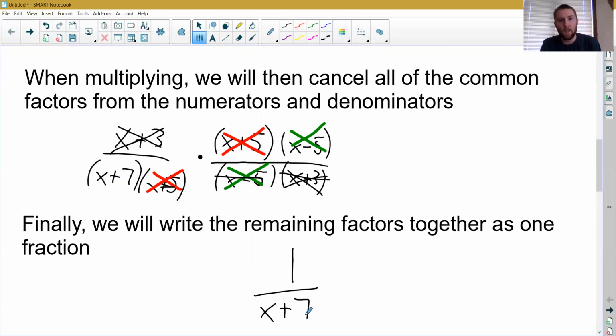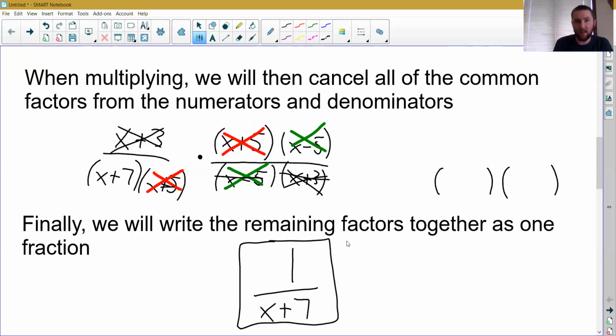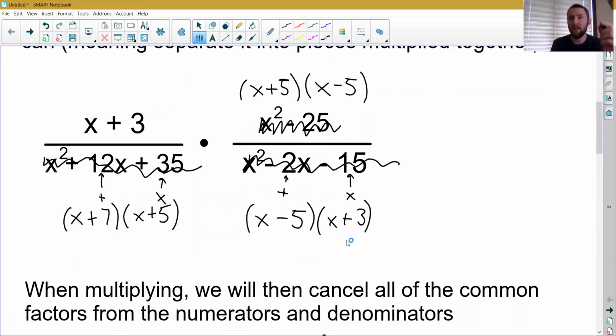Okay? Now, if there were multiple pieces left over, you can leave them in their factored form, in their parentheses next to each other. You don't have to FOIL them out again. But this is the final simplified version. 1 over x plus 7 is what I get when I multiply these original sort of crazy looking rational expressions.